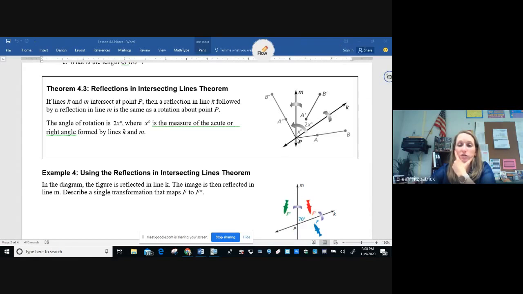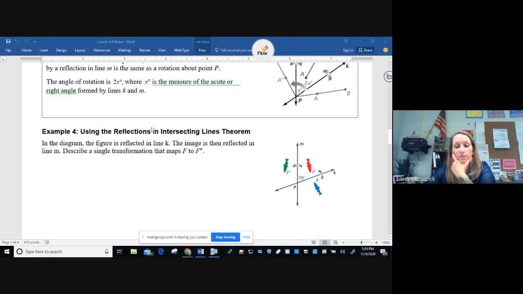So P is our center of rotation. And the angle of rotation, we'll talk about a little bit here. It says the angle of rotation is 2x, where x is the measure of the acute or right angle formed by lines K and M. So whatever the angle is that's formed by the intersecting lines, we double it, and that's our degree of rotation.